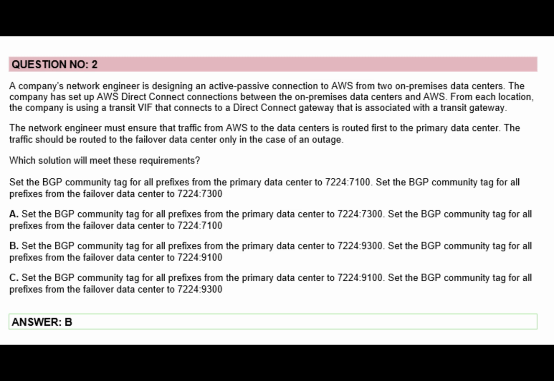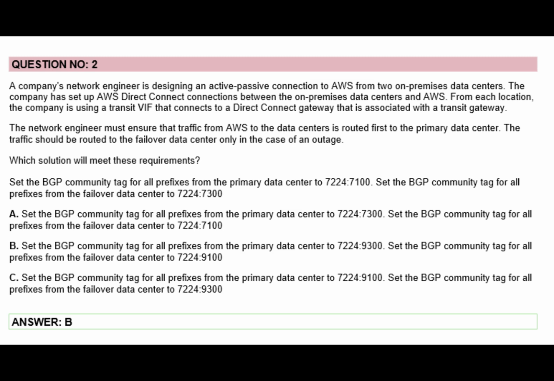A. Set the BGP community tag for all prefixes from the primary data center to 7224, 7100. Set the BGP community tag for all prefixes from the failover data center to 7224, 7300. D. Set the BGP community tag for all prefixes from the primary data center to 7224, 7300. Set the BGP community tag for all prefixes from the failover data center to 7224, 7100.